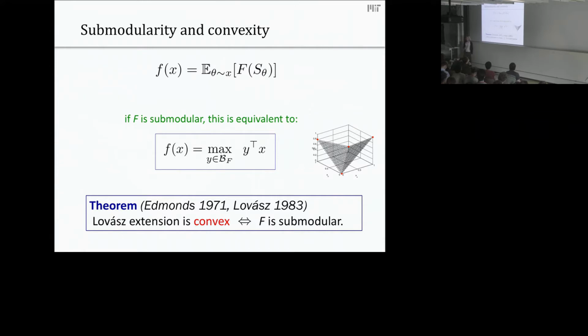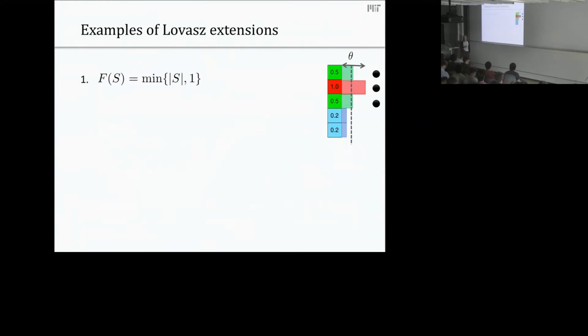I want to tell you a little bit what this is. So now we have a convex function. Let me just show you 2 examples of the Lovász extension. This is called the Lovász extension because Lovász defined it. Let's see what this Lovász extension actually looks like for some examples. So the first one is this following function.